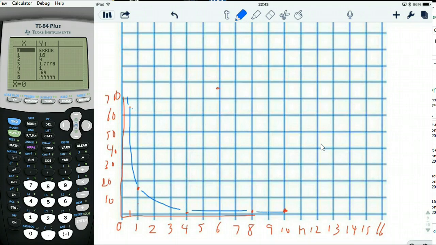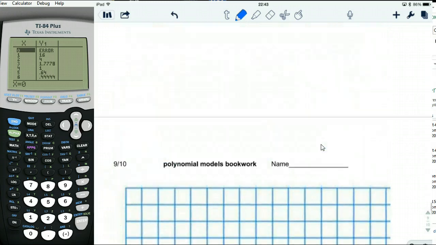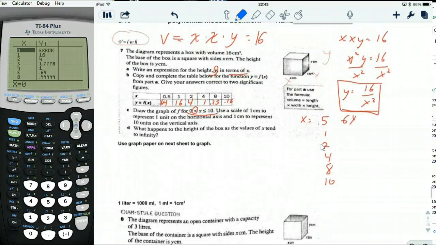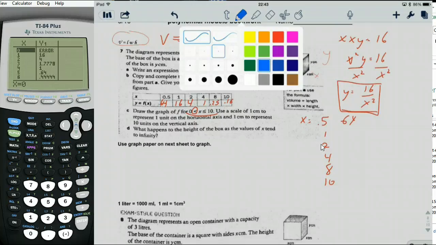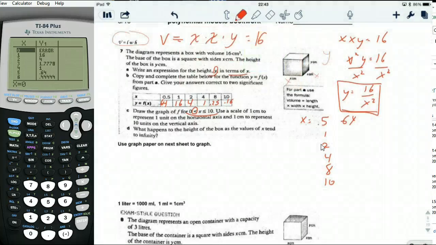So it looks kind of like that, you know. Okay, and then it says, what happens to the height of the box as the values of x tend to infinity? So remember that as x goes to infinity, it's like going to the right, and you can see that it's getting very, very small. We could say it approaches 0.